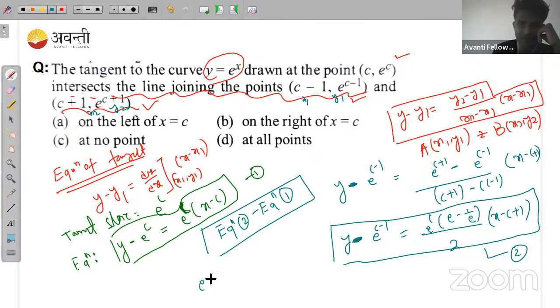So the right hand side will be e to the power c minus e to the power c minus 1. Yes or no? This is the right hand side. Now look at the left hand side. This is a big equation, this is also a big one. So if you take e to the power c into x minus c common, what will you get? You can find it.